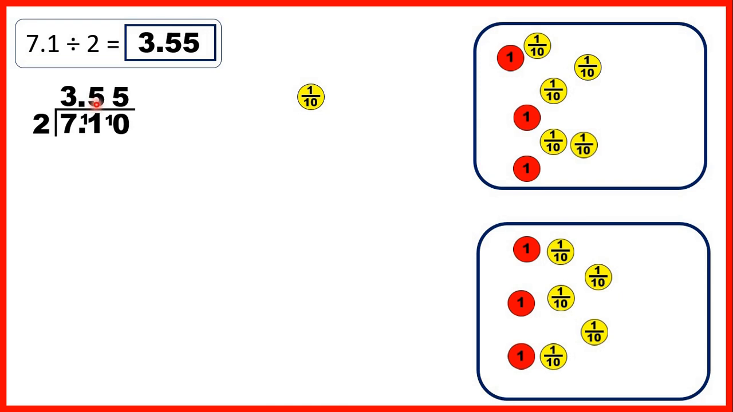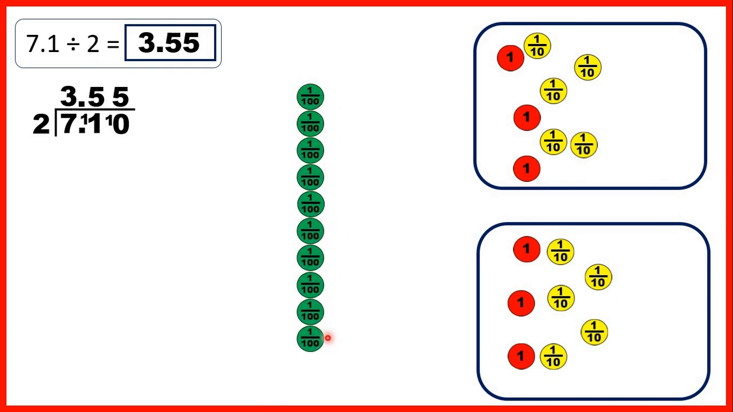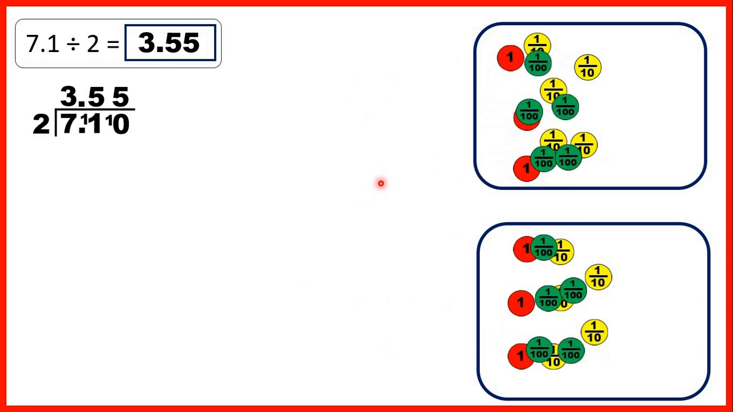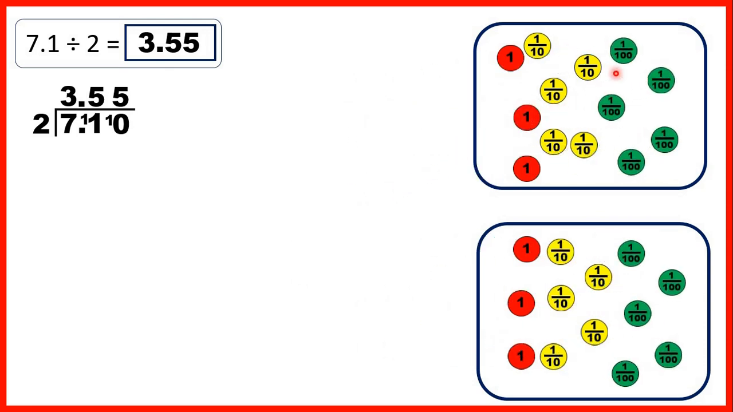but we wrote the remainder in front of a 0 in the hundredths digit to give us 10 hundredths, and that makes sense because 1 tenth is the same as 10 hundredths. So now we can share out those 10 hundredths to give us 5 hundredths in each group and nothing left to share out. So our answer is 3.55.